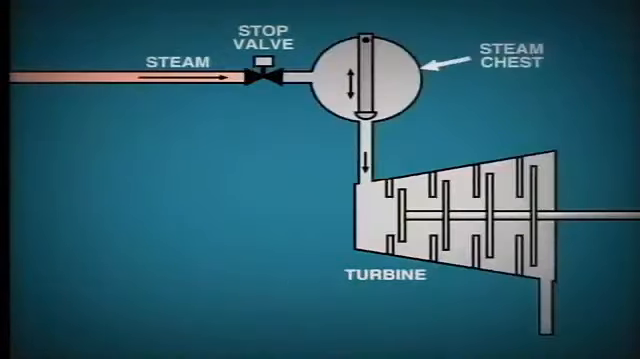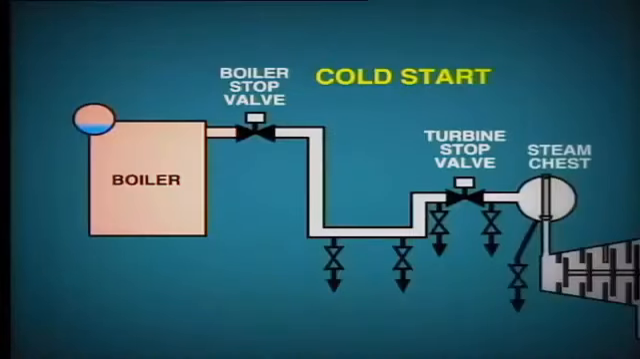Once the turbine stop valve is open, steam passes into the steam chest, and from here it is admitted into the turbine through the control valves. During a cold start of this unit, we would need to charge the main steam line from the boiler stop valve down to the turbine stop valve. However, with steam pressure on one side of the valve at, say, 900 psi and 0 on the other, we would find it quite impossible to open this large valve.